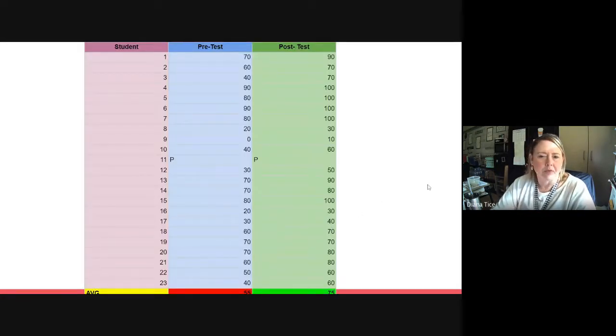And so here's the table that I was talking about that lists the student by number. It lists the pre-test score as well as the post-test score. And I did average the pre-test and post-test scores. The pre-test average score was a 55. The post-test average score was a 75. So quite a bit of growth is shown there.